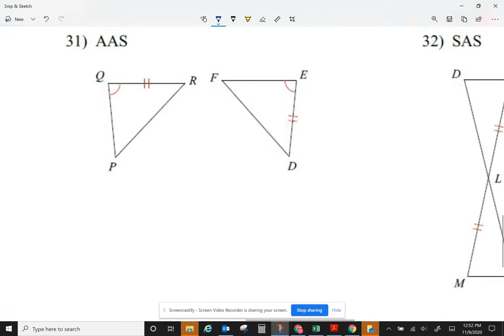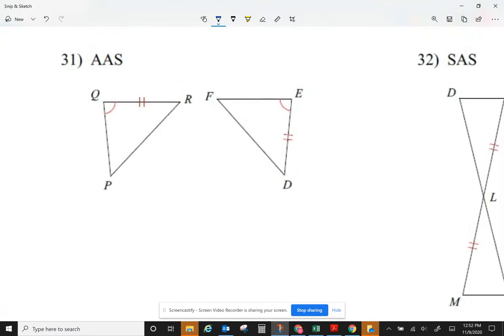Couple more examples. For question number 31, I notice that I need angle, side. So I need two angles and a side. Make sure the side is not in between the angles. So I need this angle and I need this angle. Once again, make sure the side is not in between the angles.